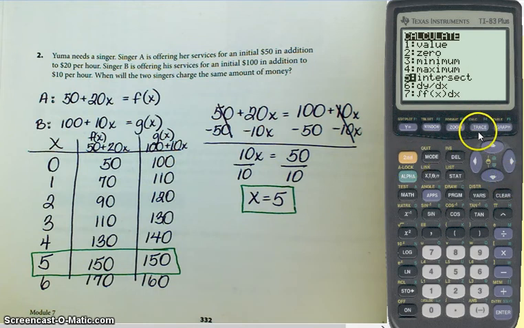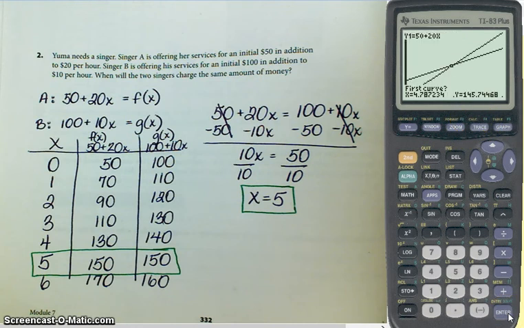I hit the second trace because I want the calculate menu, and then I select 5, intersect, and it's got the little blinker on the first curve, and you're like, that's great, that looks pretty good. Second curve, sure. Take a guess, sure. And it actually will tell you this is where the intersection is.